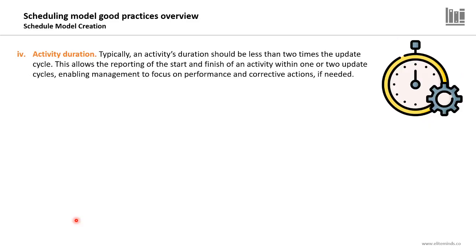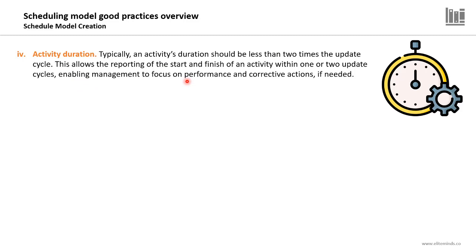The activity duration is an important attribute. Typically, an activity's duration should be less than 2 times the update cycle, and this is a question I had in my PMI-SP exam. What's the ideal update cycle duration? So again, an activity duration should be less than 2 times the update cycle. If we are updating our project on a weekly basis, so double this week will be 2 weeks. So an activity duration should always be less than 2 weeks. This is an important rule of thumb.